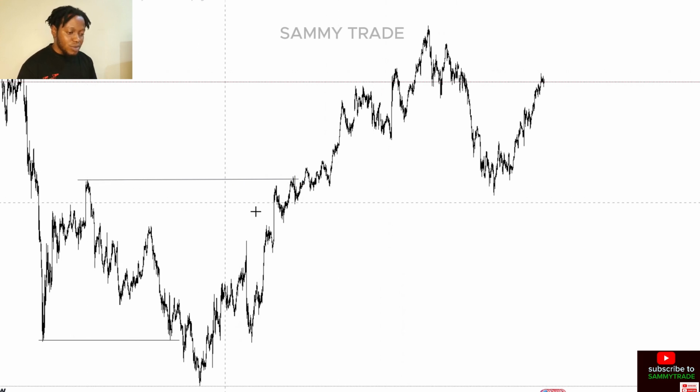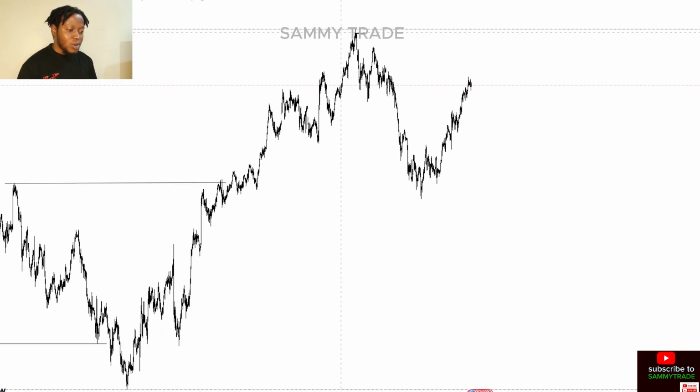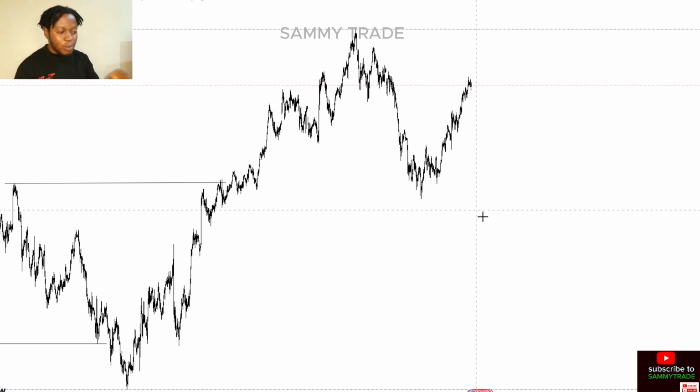After this shift of structure, price got up to this point, so I was waiting for a retracement. As I'm waiting for a retracement, I'm going down to the lower time frame, looking for more shift of structure so I can minimize my loss. All right, this is how we do it, nothing more than this.